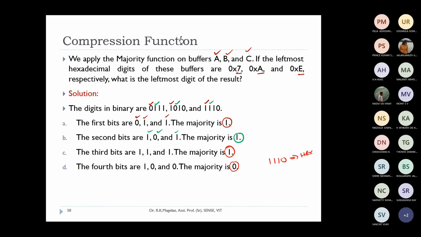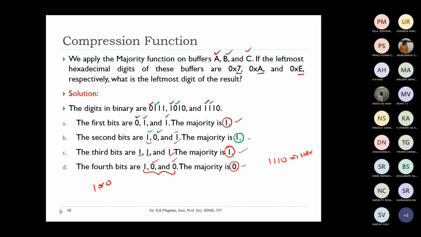In the fourth one, the fourth bits are 1, 0, and 0. The majority means that among these 3 bits, which bit repeats more times, either 1 or 0. In this case, 1 occurs twice, so the answer is 1. In this case, 1 occurs twice, so the answer is 1. In this case, 1 occurs in all 3 instances, so the answer is 1. In this case, 0 occurs more times than 1, twice, so the answer is 0.